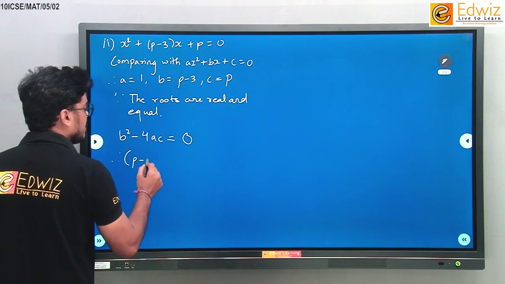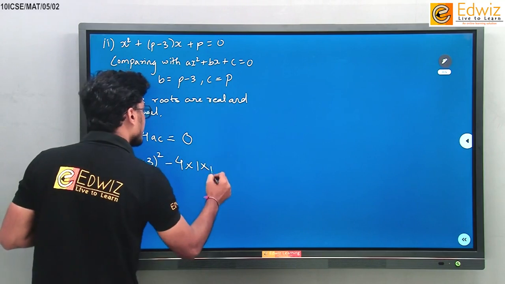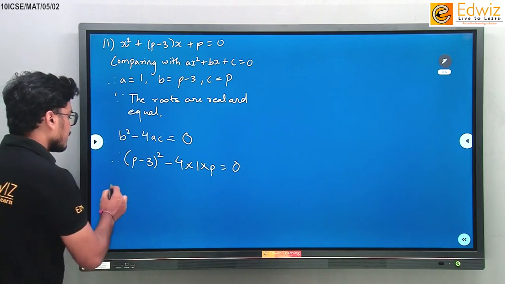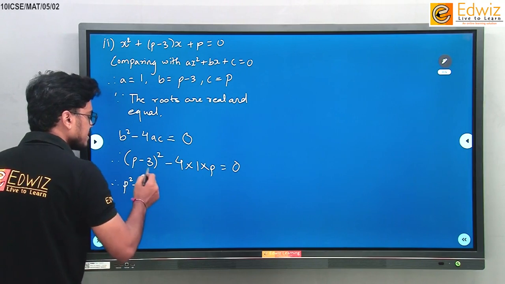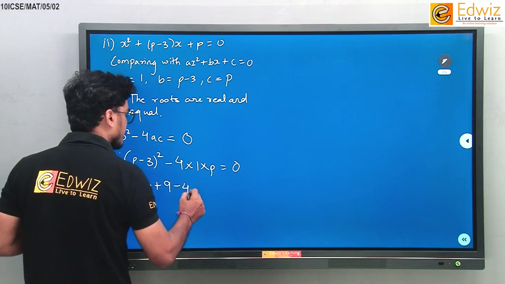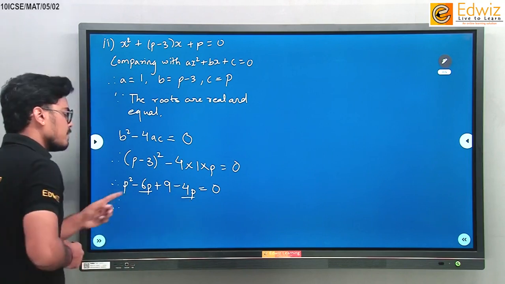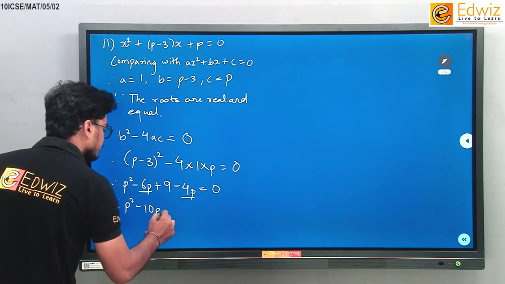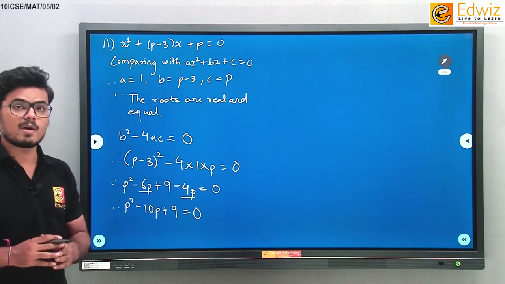Therefore, p minus 3 whole square minus 4 into 1 into p is equal to 0. Just substitute a, b and c. So open this bracket, using the a minus b whole square formula once again. So p square minus 6p plus 3 square is 9. Then we have minus 4p. Minus 6p minus 4p will become minus 10p.